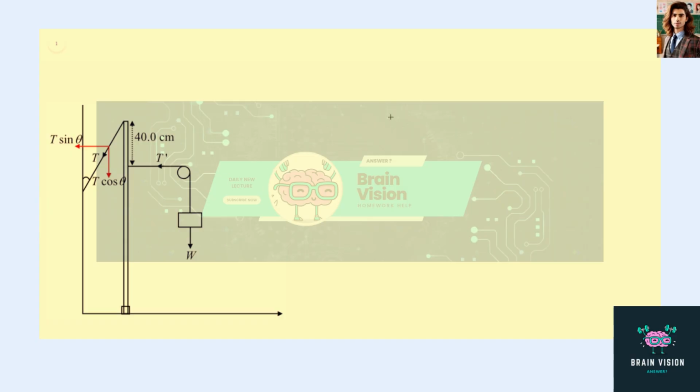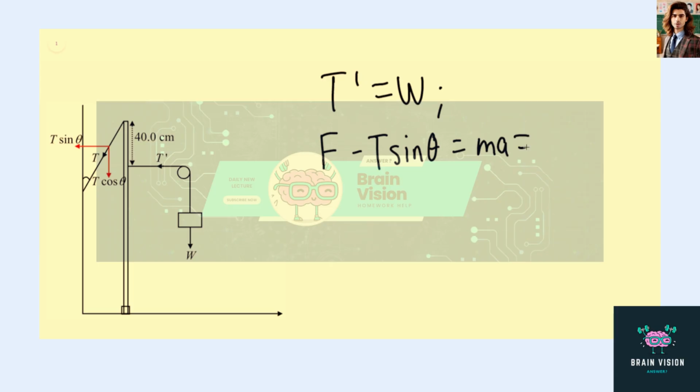So here, this would be the free body diagram of the system. And we need to make some assumptions. We know that T prime is going to equal the weight, simply because this would be the sum of the forces in the y direction. And we know that the force minus T sine of theta would be equal to ma, which again would be 0 because this is in translational equilibrium.